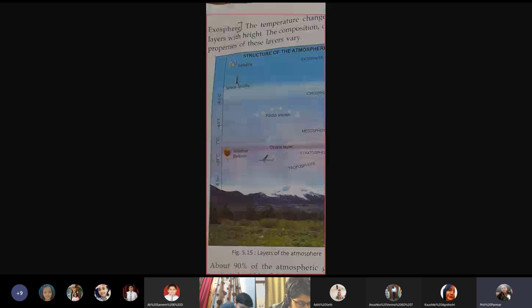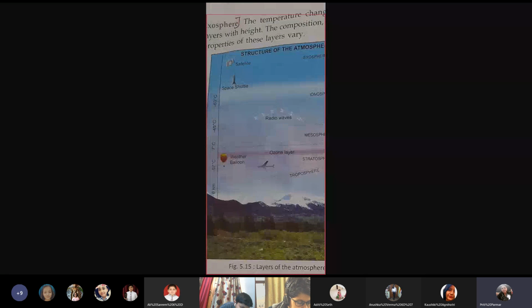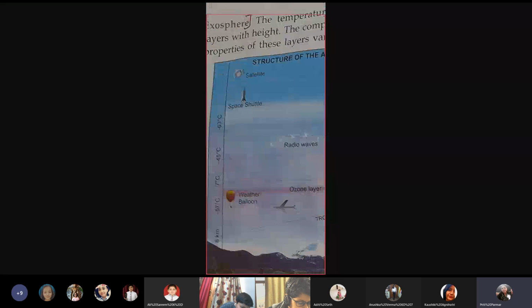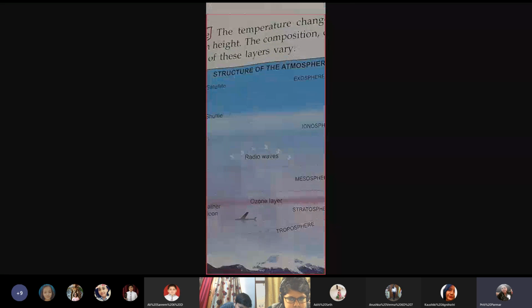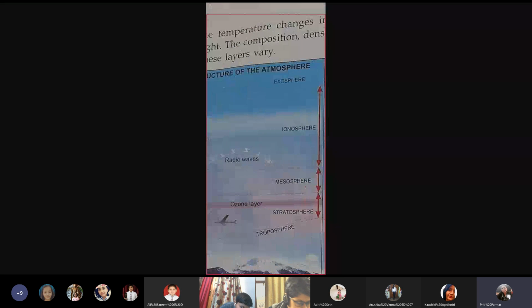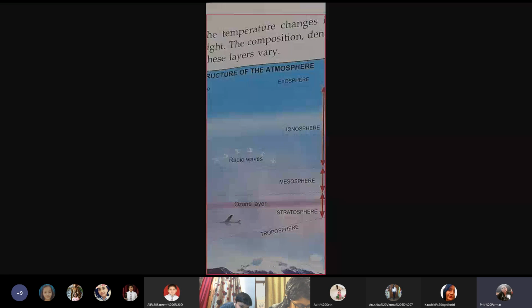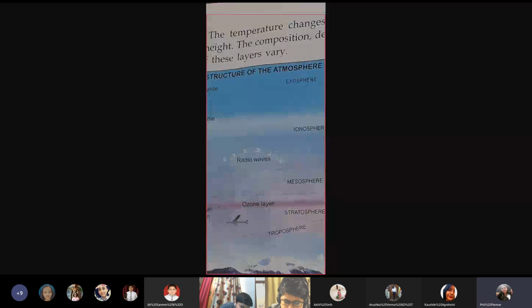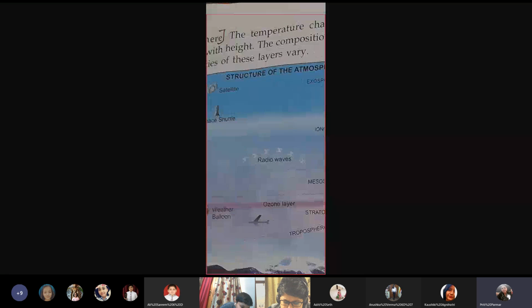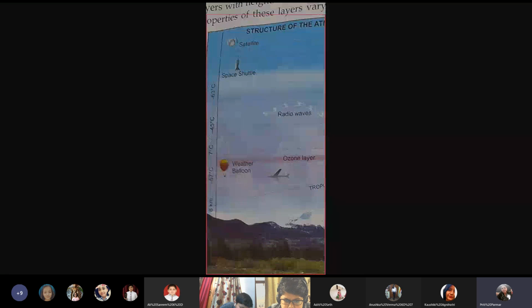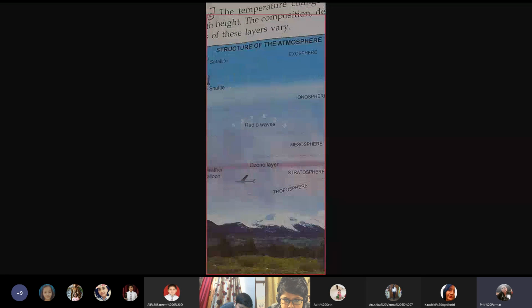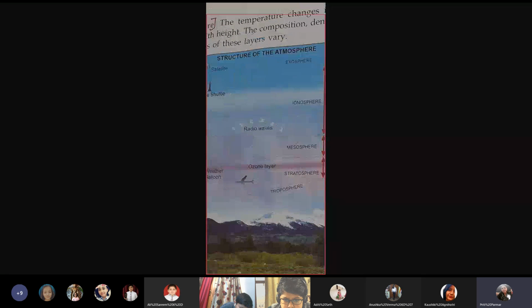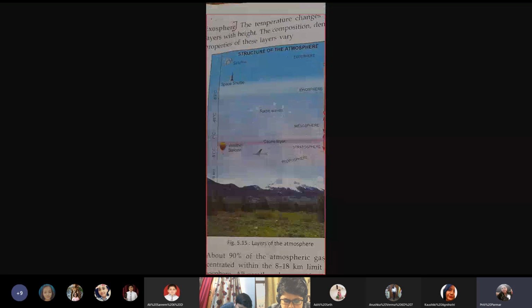Then, can you see a space shuttle here? This is the whole ionosphere. And after ionosphere is exosphere. The structure of the atmosphere could be seen here. Now, in the exosphere, you see the satellites are placed. So these are the various layers of the Earth, with the closest being the troposphere.